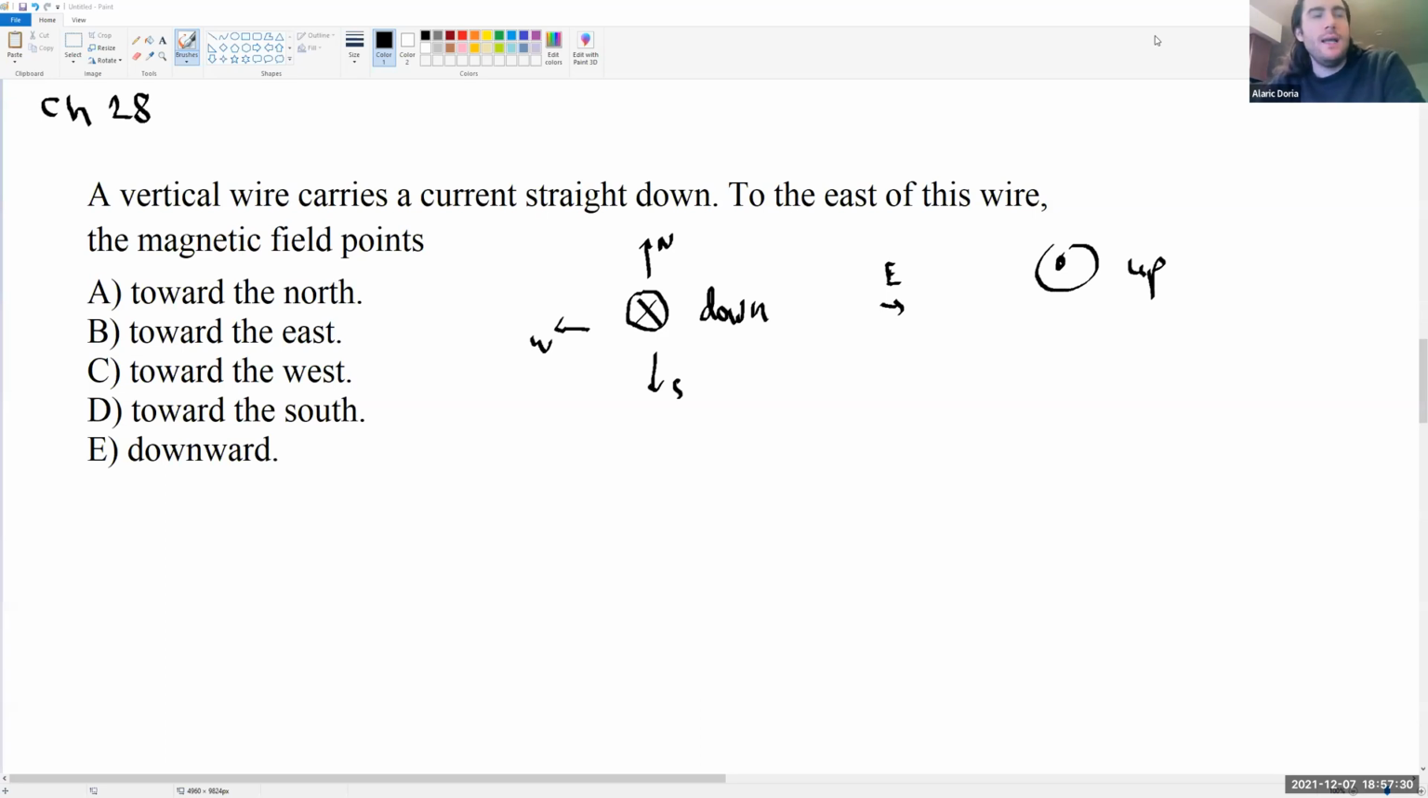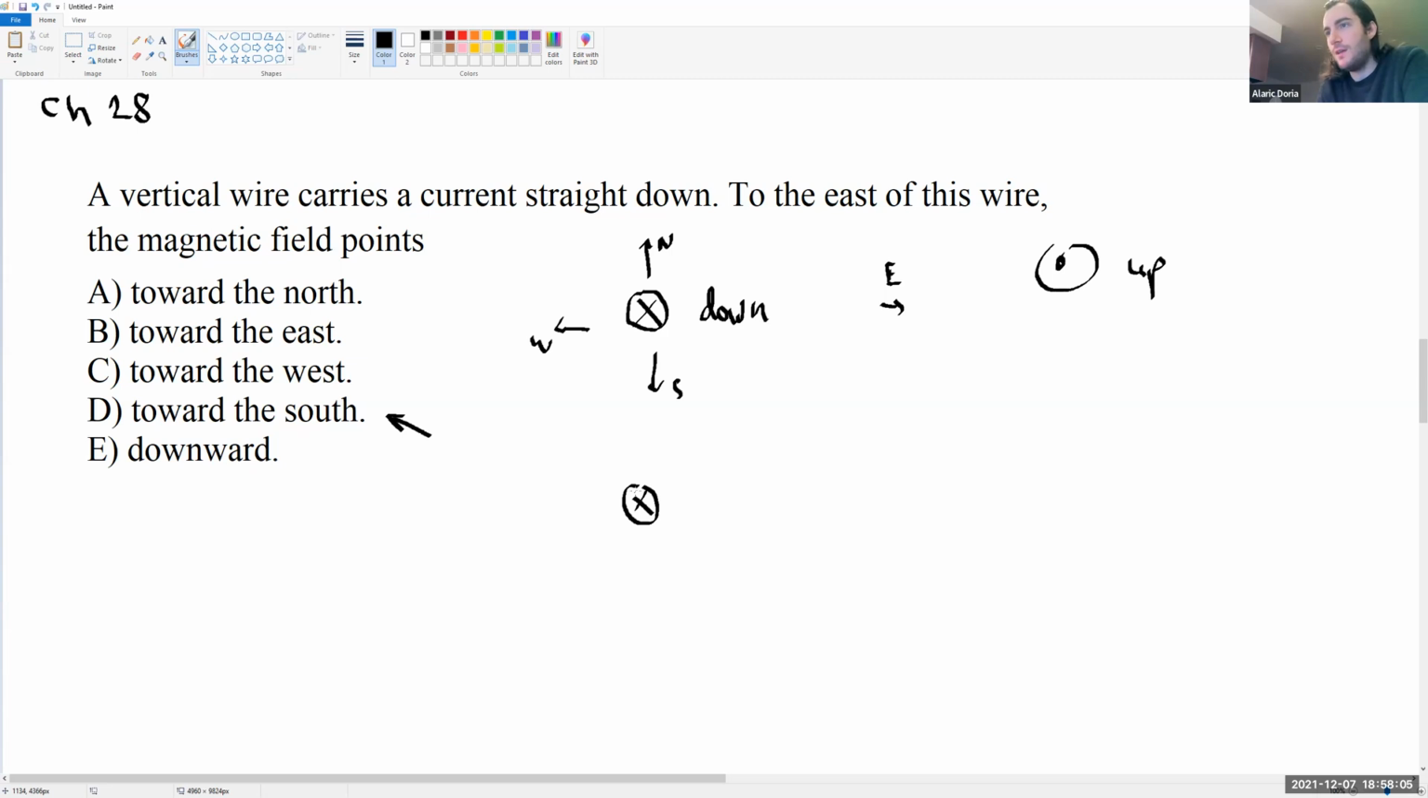All right, well, we're back, and it seems like in round one, we have pretty much unanimous agreement here that the answer is D, towards the south. What we want to do here is we want to stick our thumbs in the direction of into the screen. So this is my right hand that I'm using. I'm sticking my right hand's thumb in towards the screen, and I curl my fingers around, and my fingers are curling in the direction of the magnetic field.